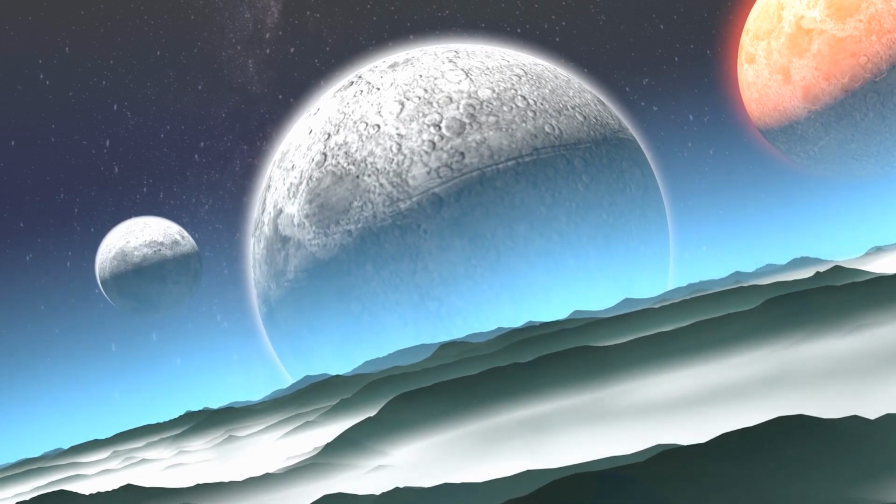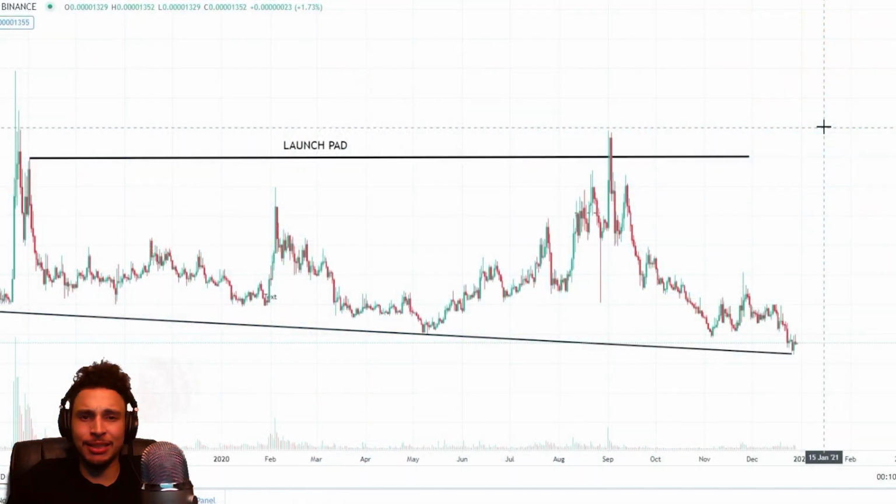Let's take a look at the BTC pair. Now guys, just looking at this BTC pair, I could tell you that it's lagging the USD pair slightly.